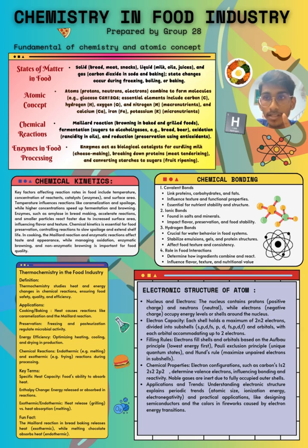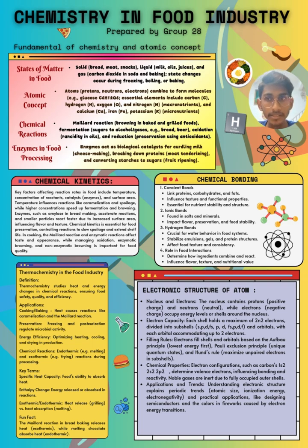Energy efficiency, optimizing heating, cooling and drying in production. For chemical reactions, there are two types: endothermic, which is melting, and exothermic, which is frying. So, these reactions occur during processing.